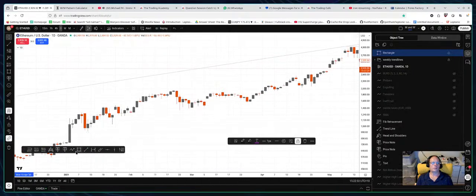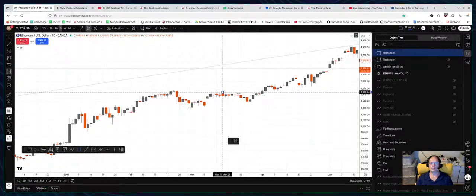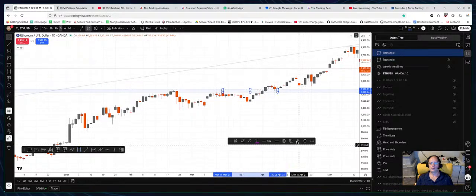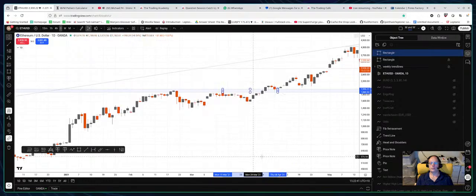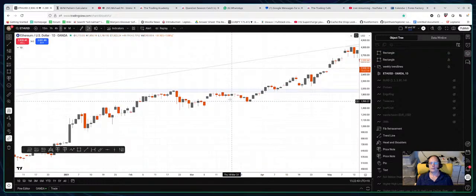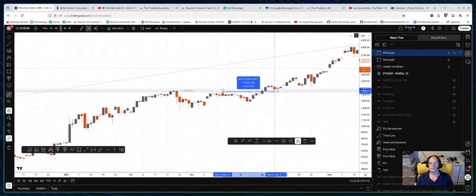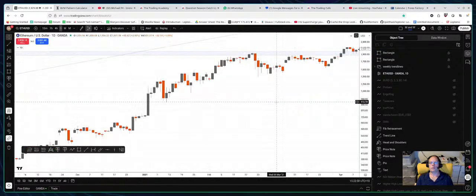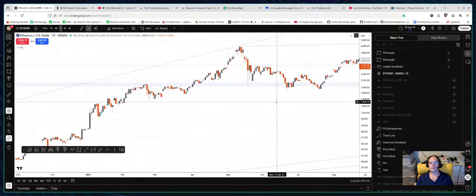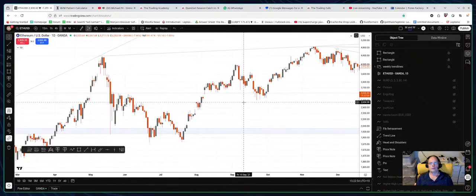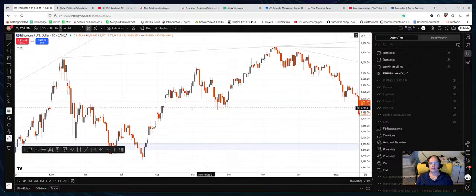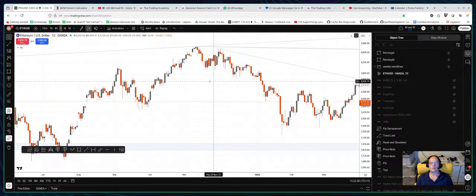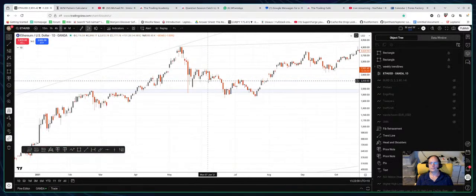You could draw it from there to here. Actually, I've got to measure it. It's really big. It's supposed to be like less than 3%. I'll make an allowance because it's so volatile. There you go. Oh, there's one.